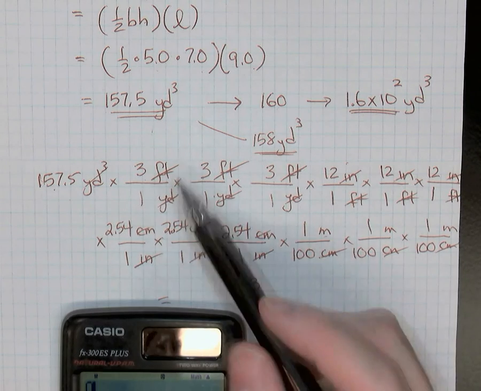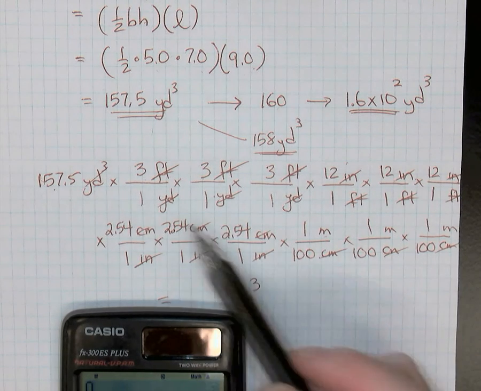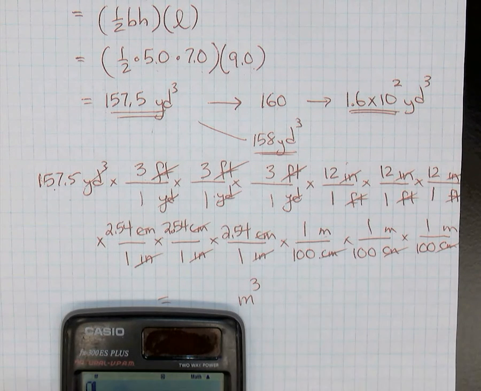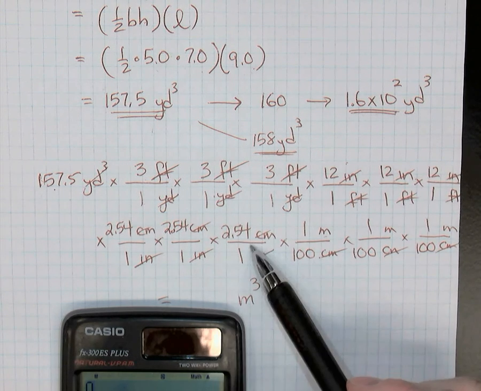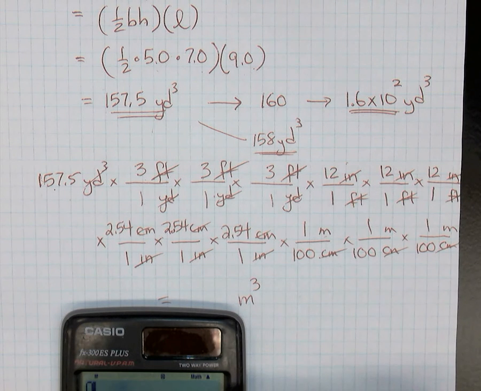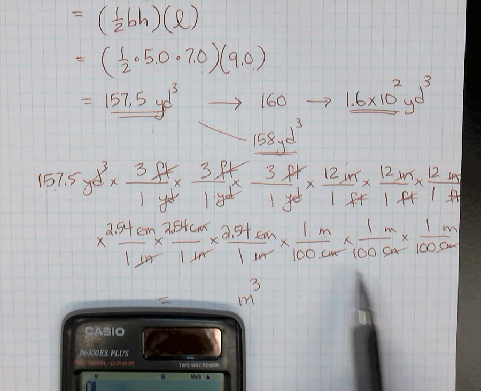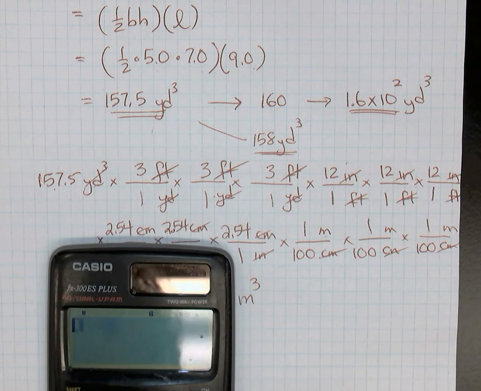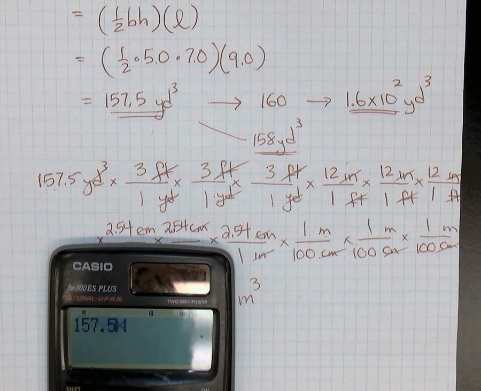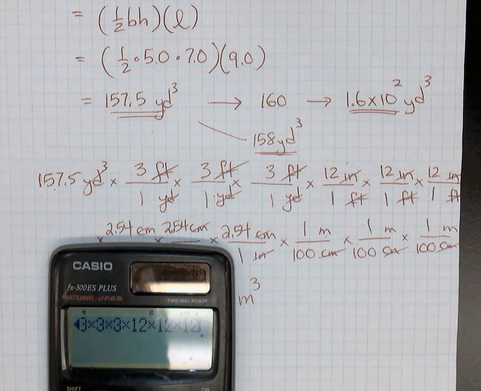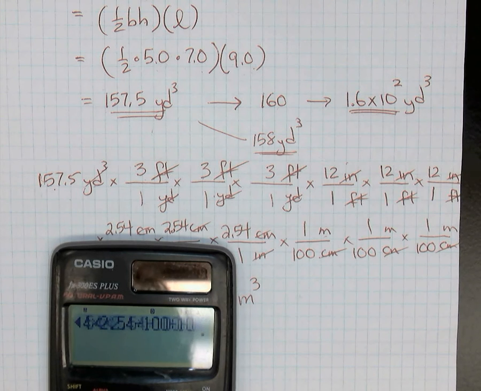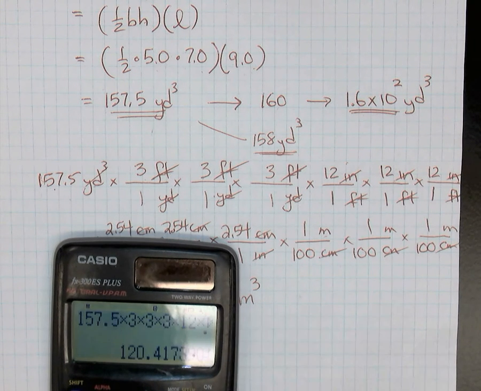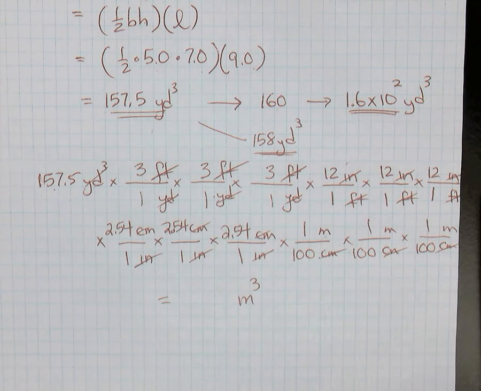Now, when you're using unit multipliers, we can ignore all of the ones. A 1, if it's being multiplied by 1 or divided by 1, won't change anything. Numbers that are on top of the unit multiplier, like these 3s and these 12s and these 2.54s, we multiply by them. The 100s are on the bottom of the unit multiplier, so we're going to divide by them. So on our calculator, 157.5 times 3 times 3 times 3 times 12 times 12 times 12 times 2.54 3 times, and then divided by 100, divided by 100, divided by 100, and we get a final answer of 120.4 cubic meters.